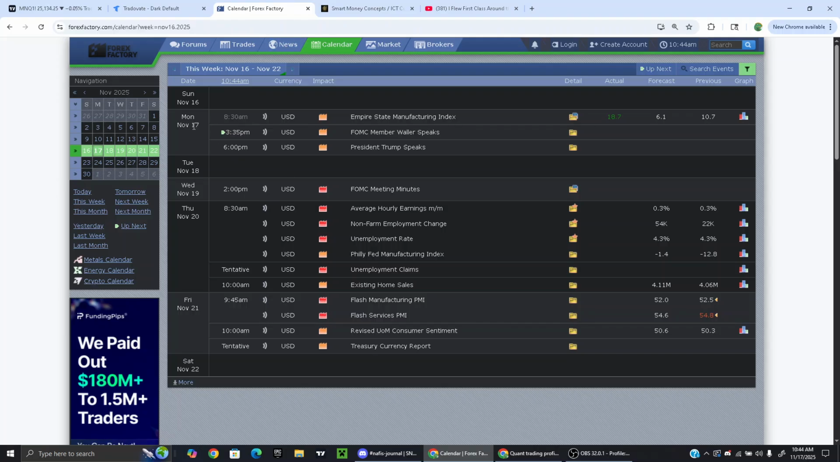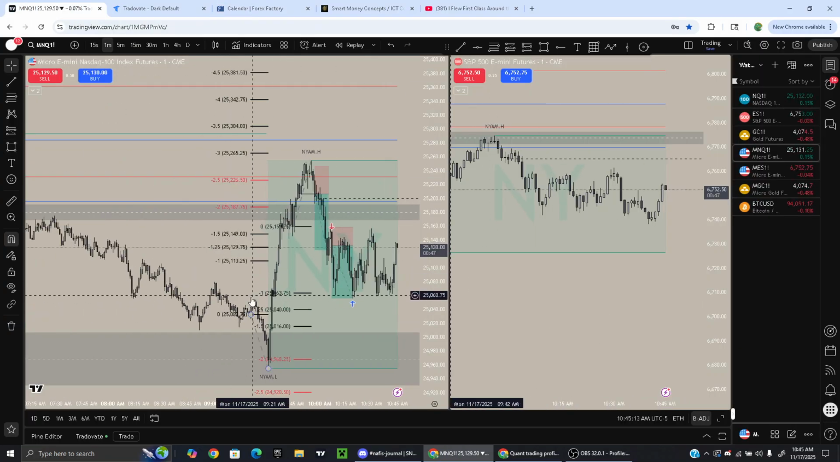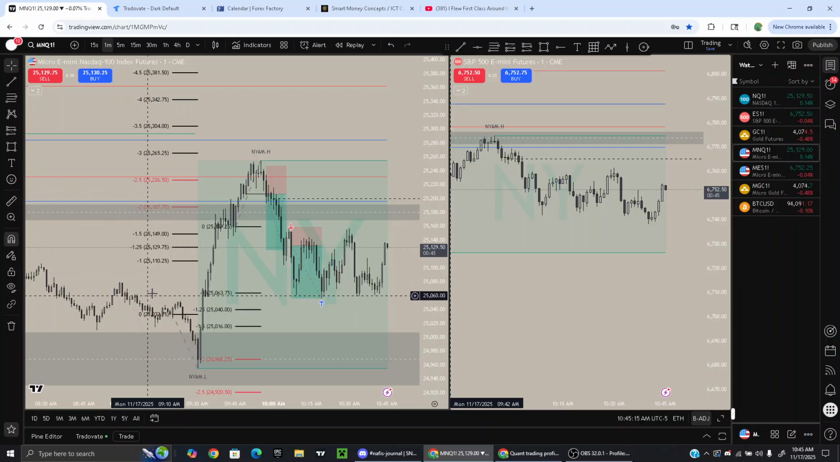So today, Monday, November 17th, although we were coming into the week without having Monday and Tuesday news, as the market opened up, we ended up having the 8:30 Empire Manufacturing Index. We have FOMC later today, as well as Trump saying something later on today. And that basically gave us an unexpected volatility spike in the market on this Monday.